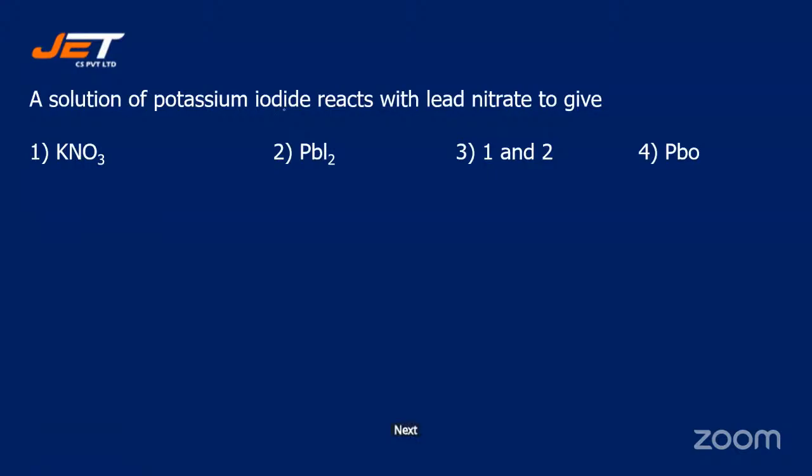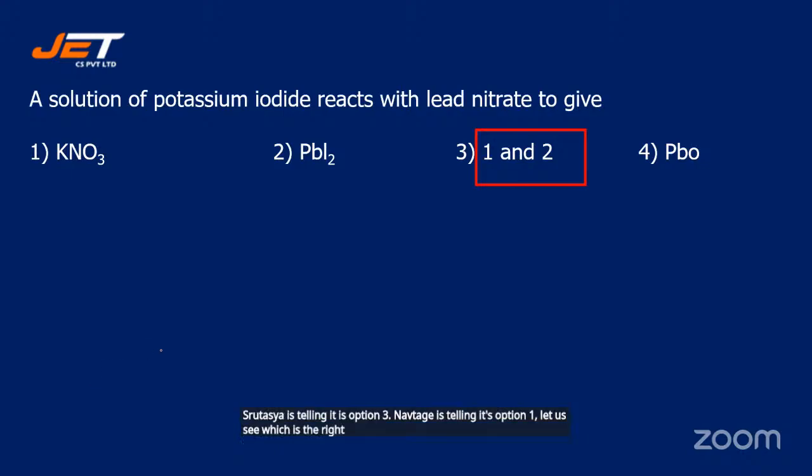Next, a solution of potassium iodide reacts with lead nitrate to form: first one, potassium nitrate; second one, lead iodide; or 1 and 2; or lead oxide. Which is the right option? Let us see how many of you can guess. Shrutasya is telling it is option 3. Navtej is telling it's option 1. Let us see which is the right answer. So both 1 and 2. Okay. Potassium iodide, when it reacts with lead nitrate, gives lead iodide and potassium nitrate. It's like a displacement reaction.